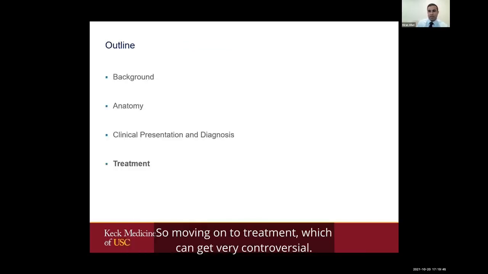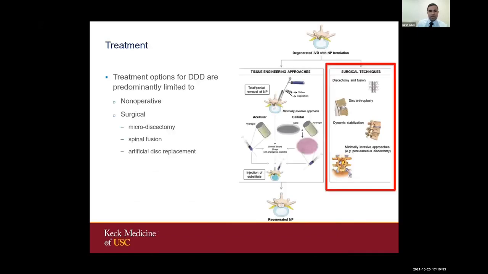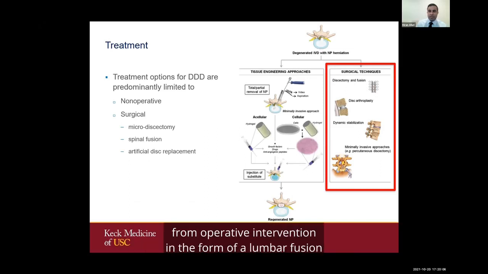So moving on to treatment, which can get very controversial. I'll talk about both non-operative, operative, as well as some biologic therapies that are coming down the pipeline. So the treatment options for degenerative disc disease are predominantly limited to non-operative treatment, such as physical therapy or pain management. And patients who fail non-operative management with degenerative disc disease may benefit from operative intervention in the form of lumbar fusion or lumbar disc arthroplasty. And I'll go into all of these treatment modalities on the next few slides.